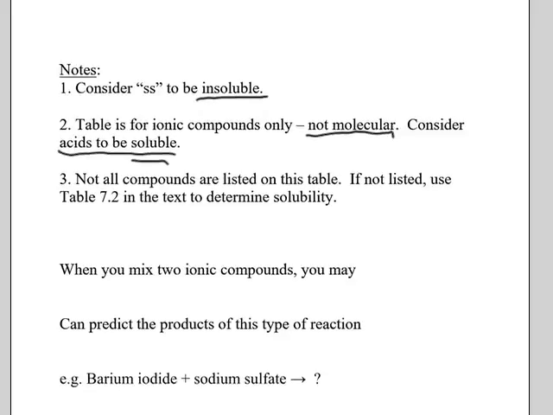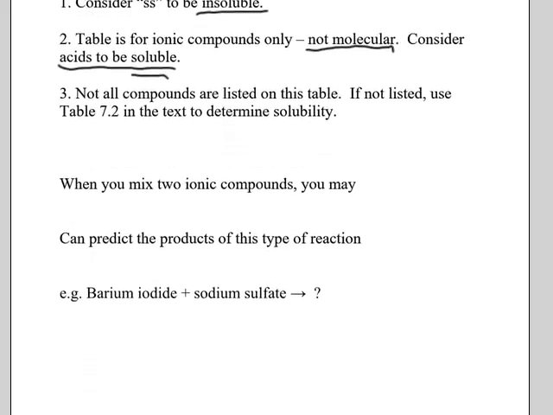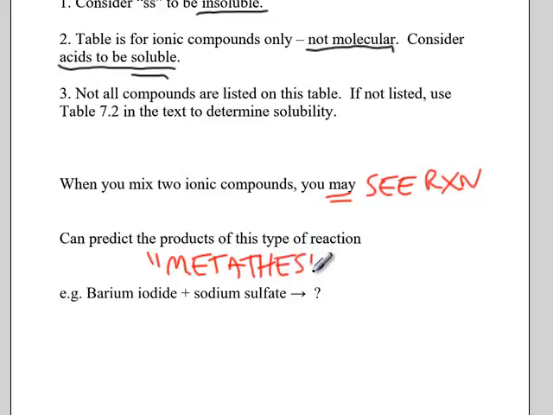We're going to take this table of ionic compounds, and now we're going to look at chemical reactions. So when you mix together two ionic compounds, you may, which means you also may not, see evidence of a chemical reaction occurring between the two. And we can predict the products of this type of reaction, which is called a metathesis reaction. Or more commonly, it's called a double displacement reaction.